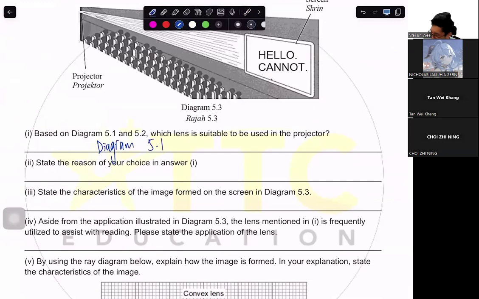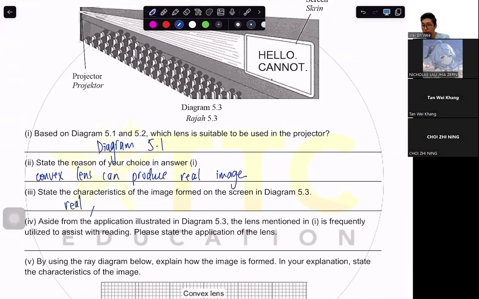You can say diagram 5.1 or you can say convex lens. It will be correct anyway. And the reason is because convex lens can produce real image. So the characteristic of the image formed, of course, is real.